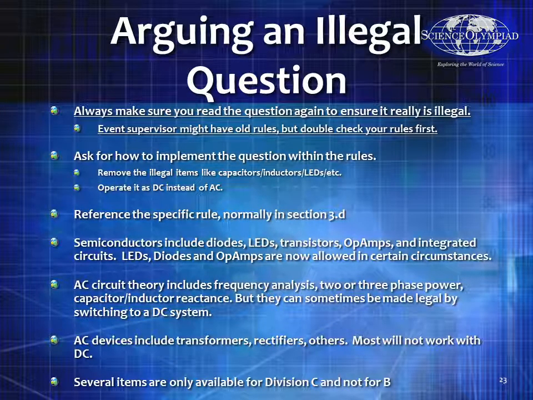Again, as we've said before, when you argue an illegal question in a competition, make sure you are doing it in a respectful way. Be very specific. Make sure you've reread both the question and the rules to make sure that you've identified a potential issue, and ask the question of how do you do it while following this one specific rule. Never accuse them of being wrong. What you're really trying to say is, hey, look, I want to answer this question, but I want to do it within the rules. A lot of times, the event supervisor's made a mistake, and then they'll say, well, answer it this way, or what have you, and then you just go forward.